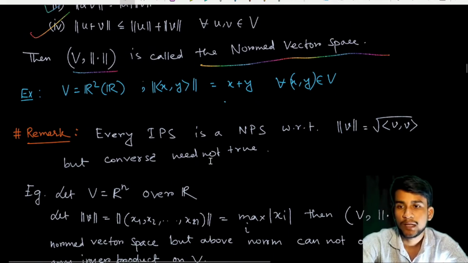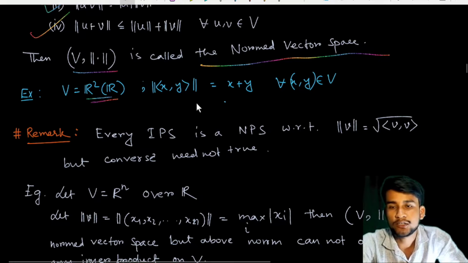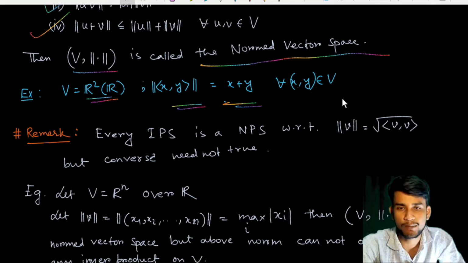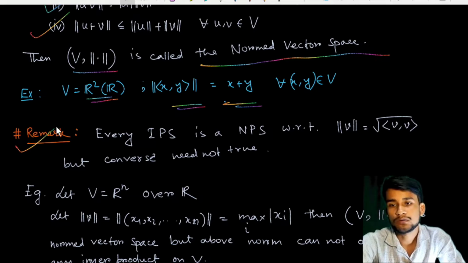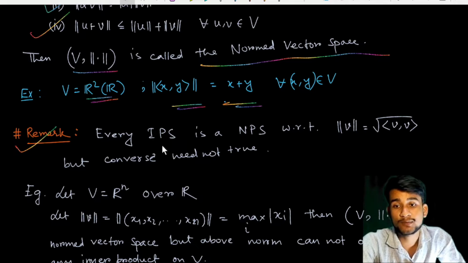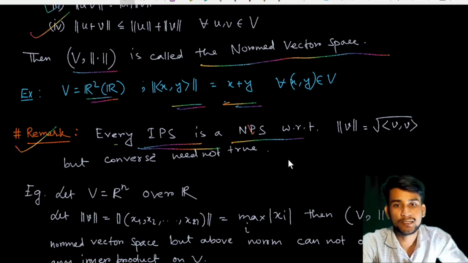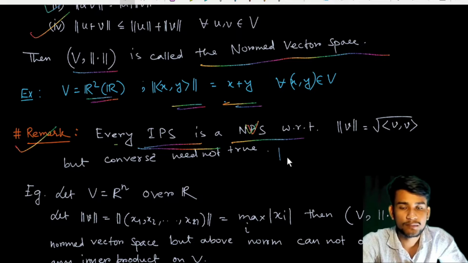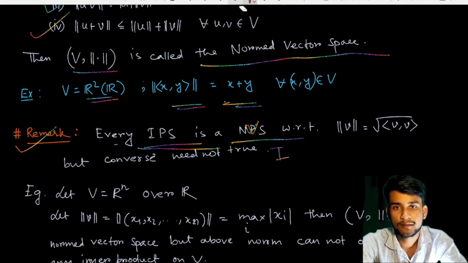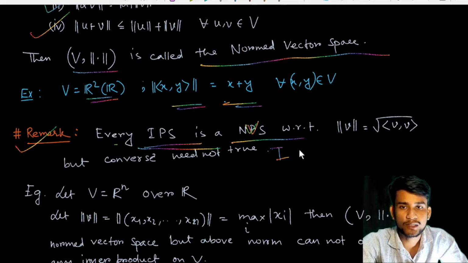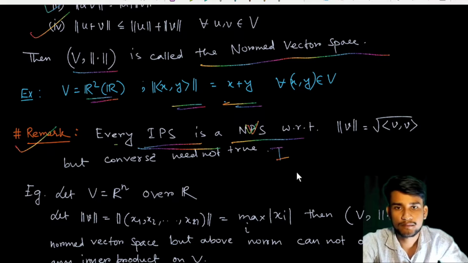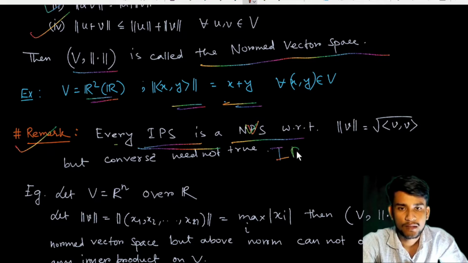For example, let V equal to R2 over R, then the norm of (x, y) is equal to |x| plus |y|. This is a simple example of a norm on a vector space. Now an important remark is that every inner product space is a norm vector space. That means an inner product space implies a norm vector space, IPS implies NVS.